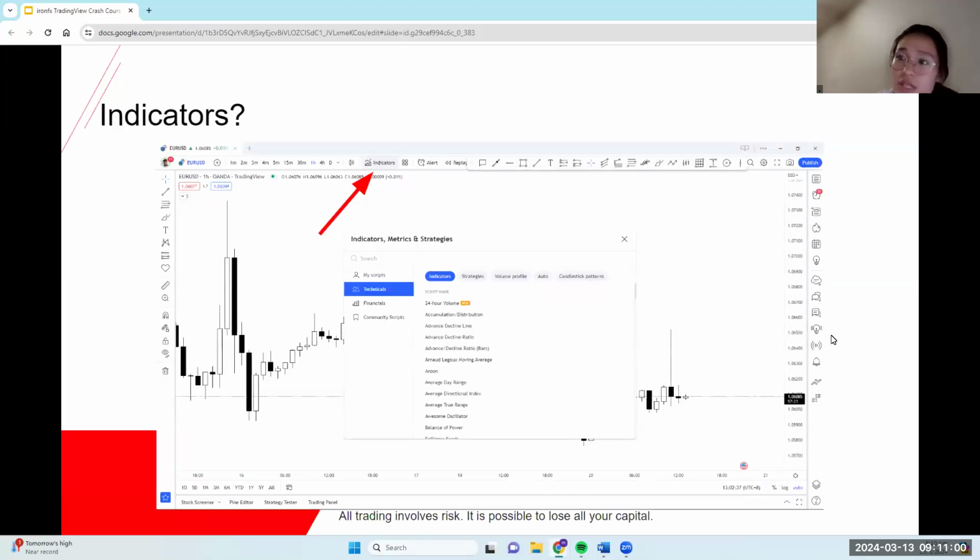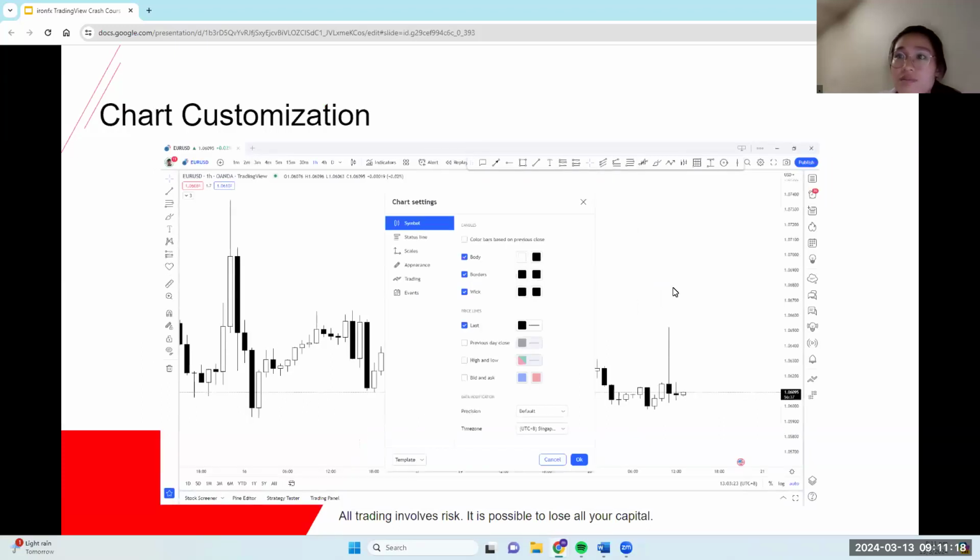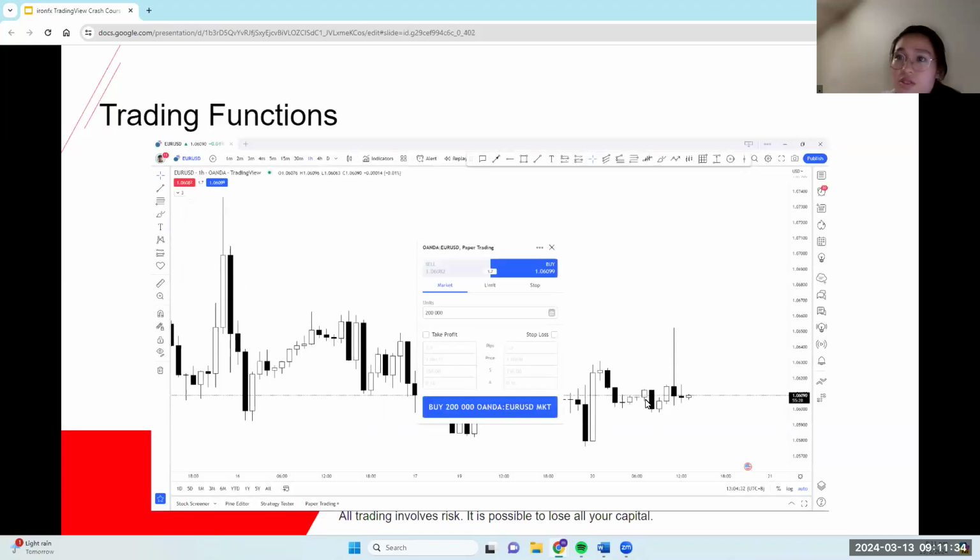Indicators. There are a whole bunch of indicators out there. You can click on this button and search up the indicator that you're looking for. You can even favorite them so that it's easier for you to use them whenever you are conducting your analysis. Chart customization. You go to chart settings and you can choose the colors of your candlesticks, the appearance, the price lines, all of those. It's highly customizable, as you can see.